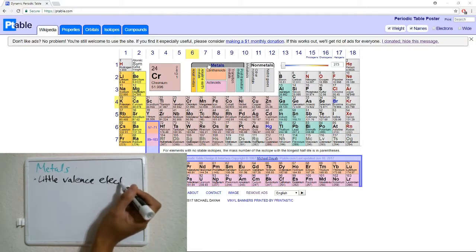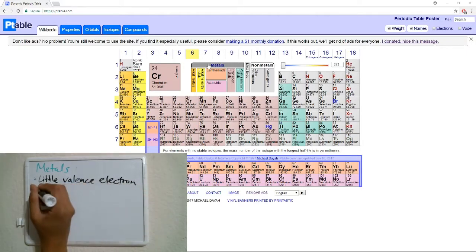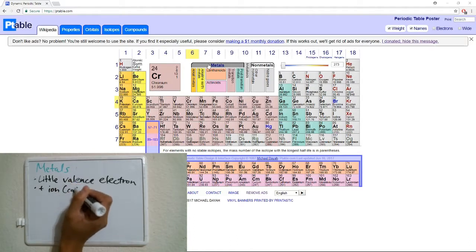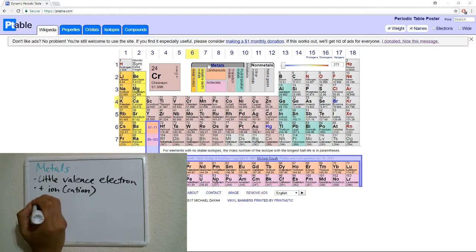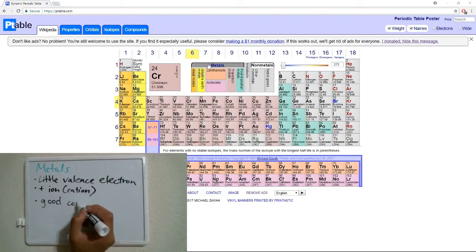And this means that they will form positive ions or cations when they undergo a chemical reaction, because they really want to lose those electrons. That's the easier route to go for metals to become happy. And another trait of them is that they are good conductors of heat and electricity.